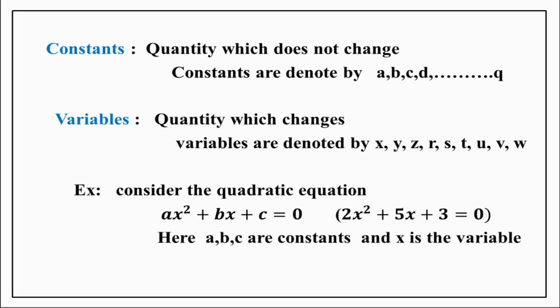Why do we say x is a variable? This quadratic equation has two roots. Let's assume alpha and beta. So x can take the value alpha, x can take the value beta also. So x is a variable which is not constant.